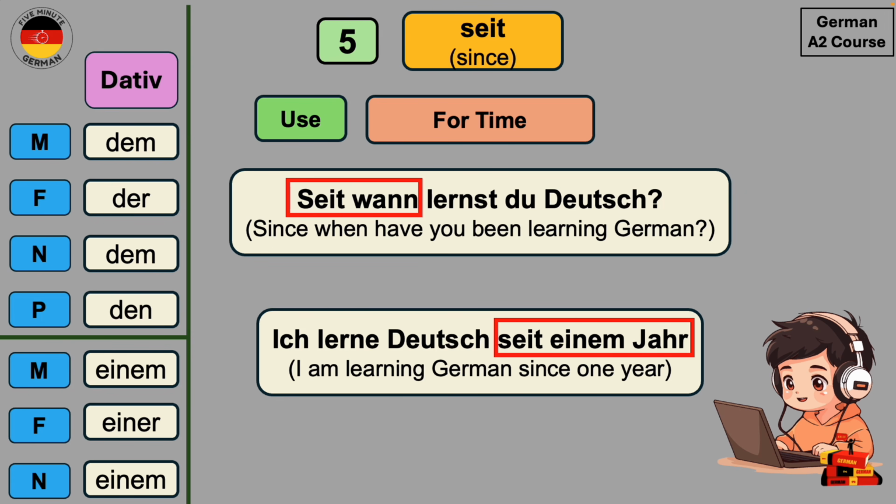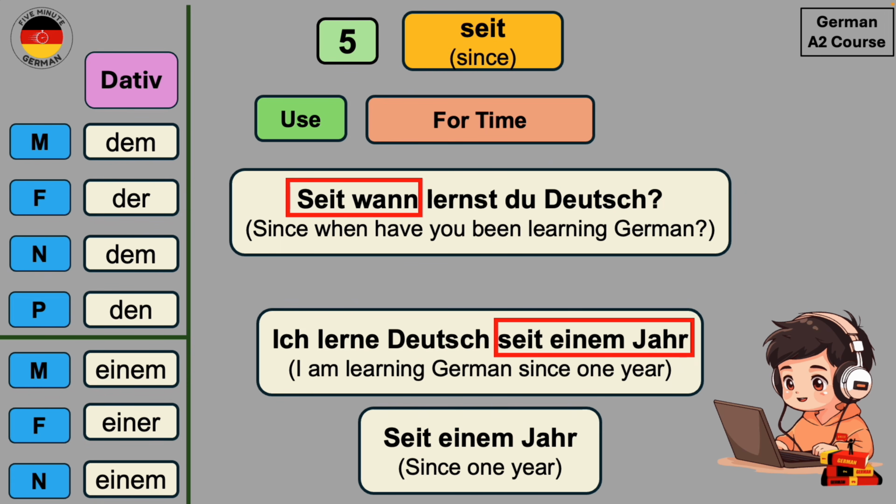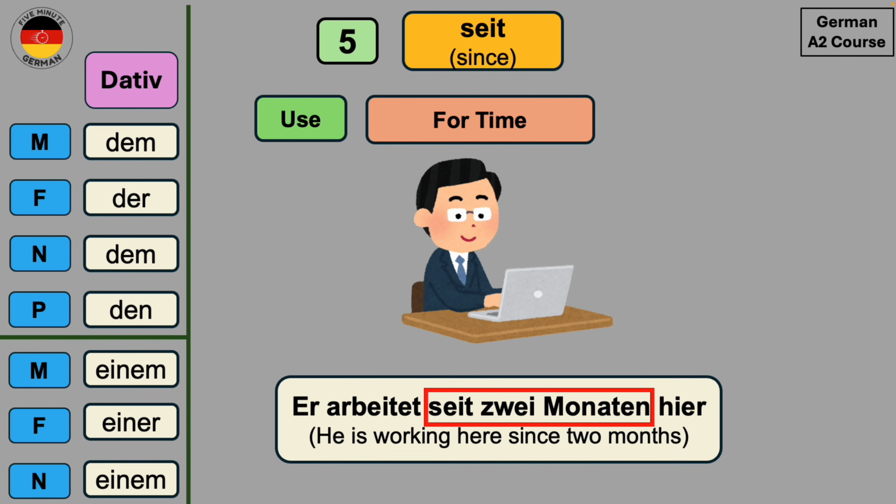That's why we use einem over here, which is the masculine indefinite article in dative. The second way to answer this is a short form where you can just say seit einem Jahr, since 1 year or for 1 year. Other examples with seit can be: Er arbeitet seit 2 Monaten hier. He is working here since 2 months. So, er arbeitet seit 2 Monaten hier.